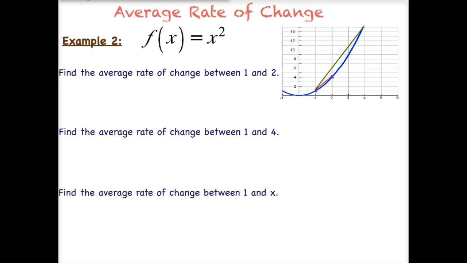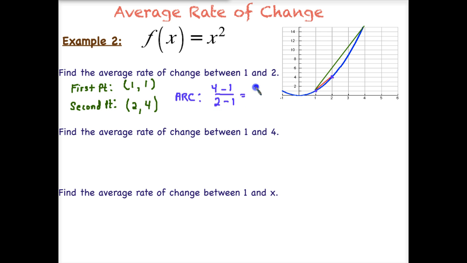So let's find our 2 points. For our first point, if we plug a 1 in here, 1 squared is just 1. For our second point, if we plug a 2 in for x, 2 squared is going to give us 4. So if we want to find the average rate of change for the distance between 1 and 2, we can take y2 minus y1 over x2 minus x1 to give us 3 over 1, or just 3. So the slope of this red line is 3.